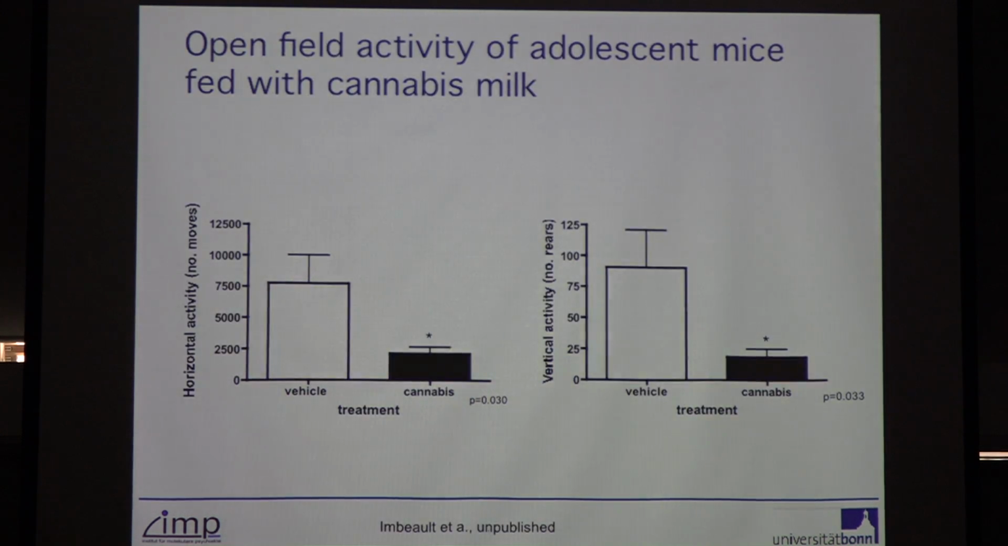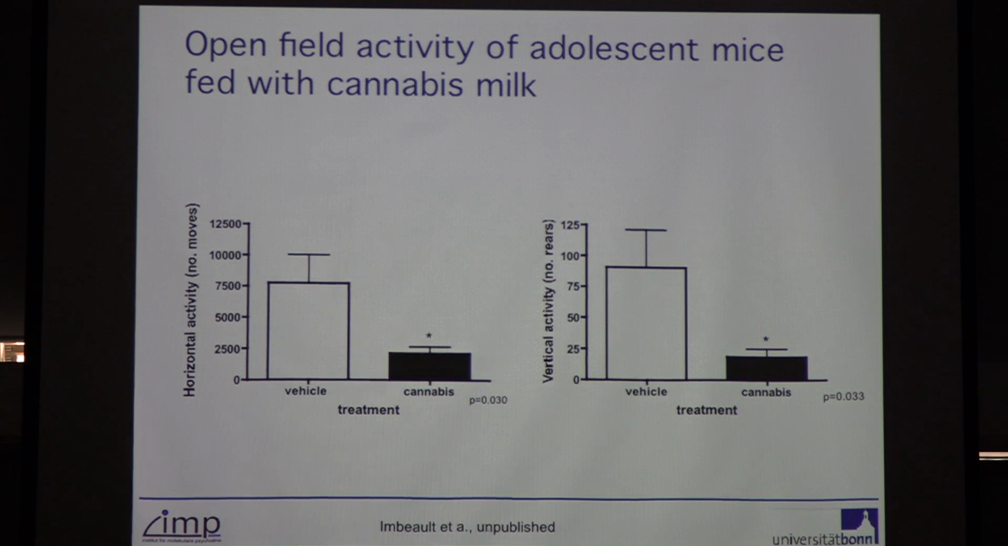This is an experiment shown with 28-day-old animals, so 4 weeks of age. You can see that after they have eaten or licked up the cannabis milk, the activity of these animals is really going down. So we get substantial THC levels into these mice that show very clear behavioral effects.